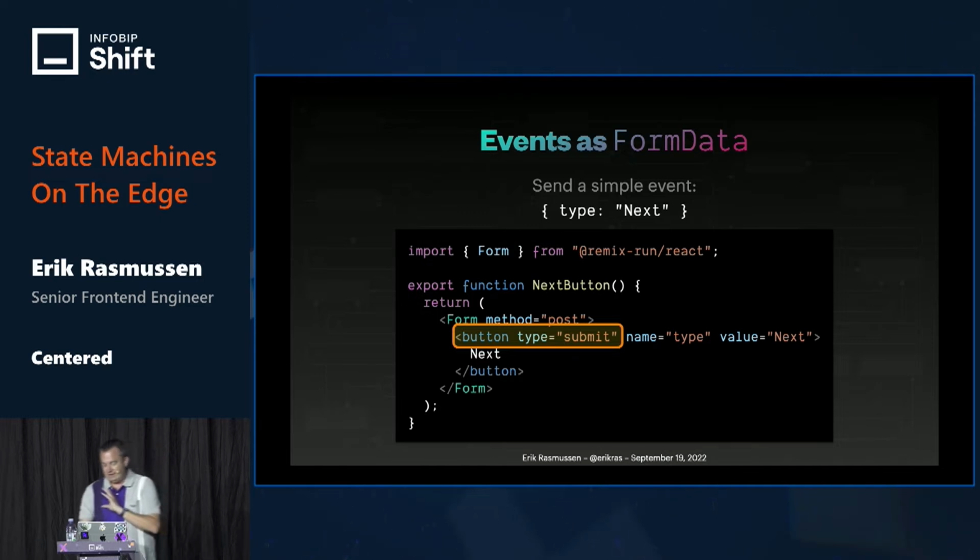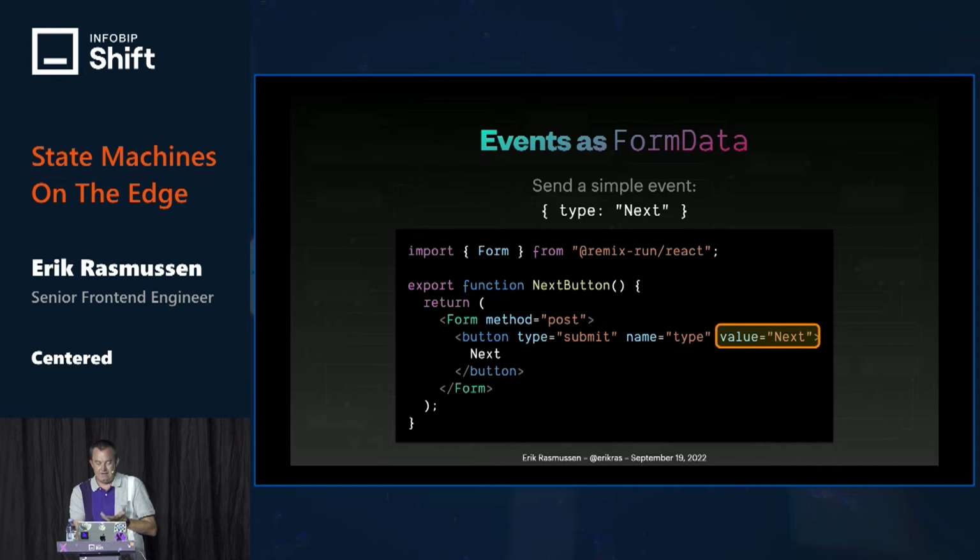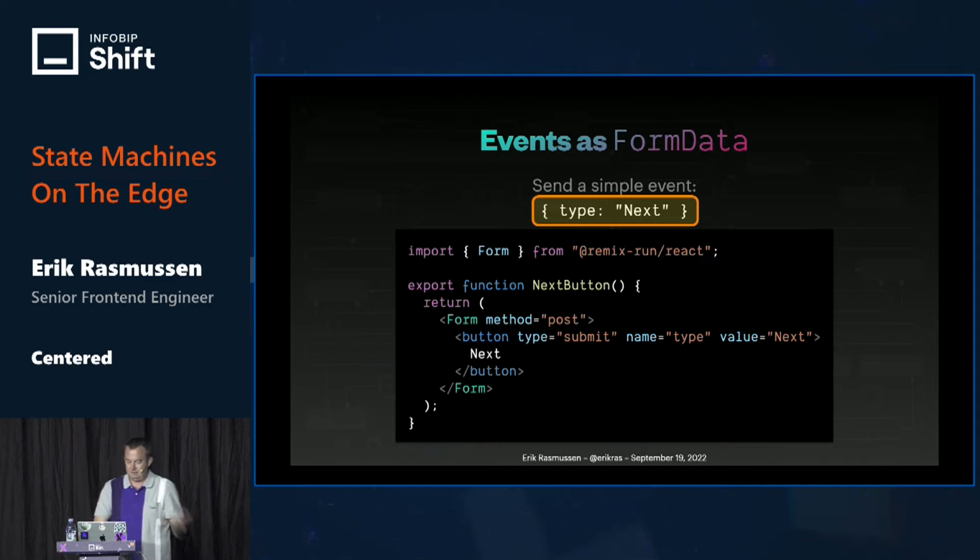And one thing that people may have forgotten since the good old days of actually submitting stuff with HTML is that you can put a name and a value on your submit button. And so that's how we used to tell if you were hitting next or previous in your wizard or whatever. And this, when you send the form data to the server and you deserialize it into JSON on the server, is going to give you this object that is exactly the shape that xstate expects its events to be in.